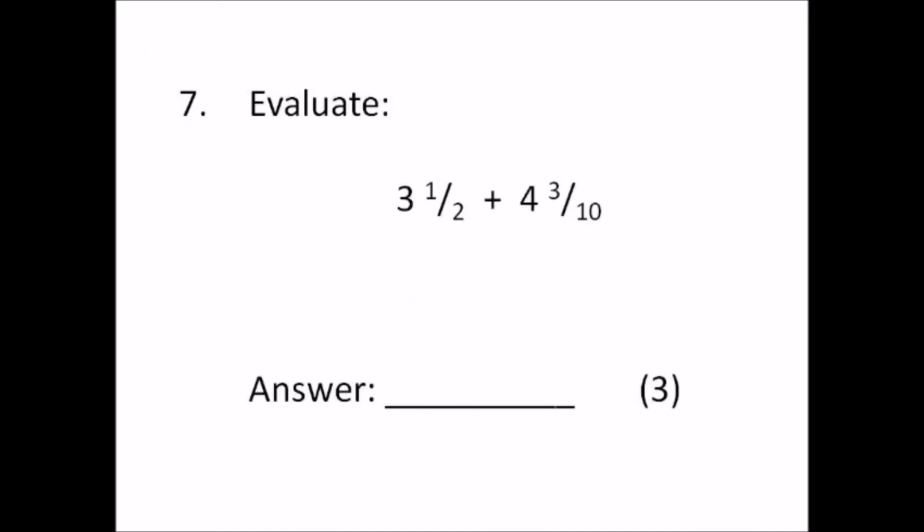We move on to number 7. Evaluate 3.5 plus 4, 3/10. And 3 big marks for this, guys. You must know how to add fractions. Let's see. There are 2 ways you can work it. Work it any way you know best. Go ahead, get it done. Okay, you can add your numbers and add your fractions, or you can change them to improper fractions and then work it. Whichever way you want to work it, go ahead and do it. Whatever is best for you, you can do. But there are 2 ways you can work it.